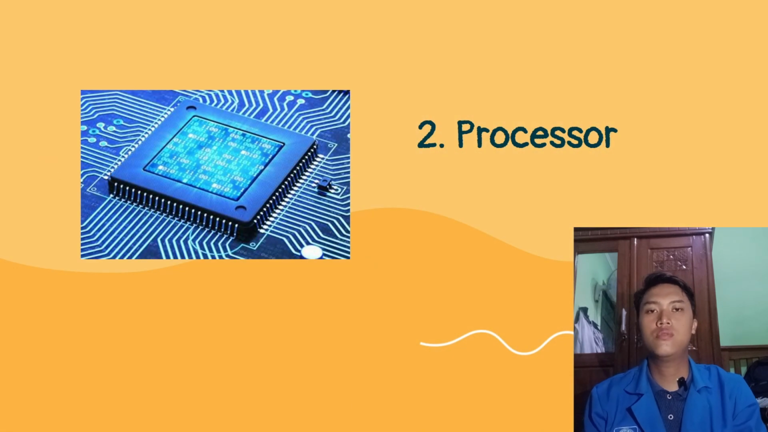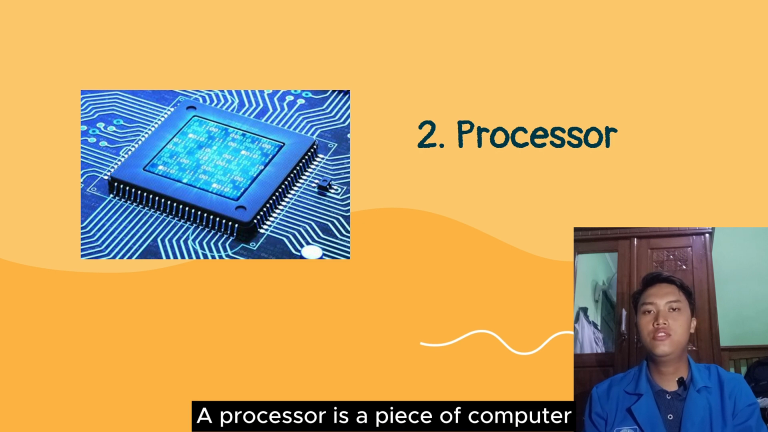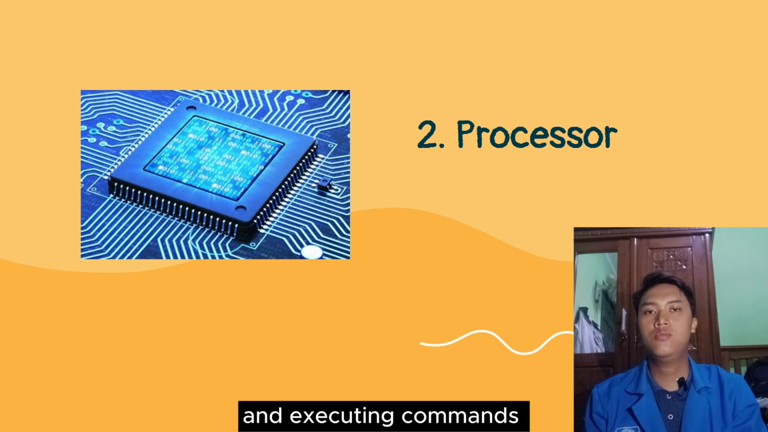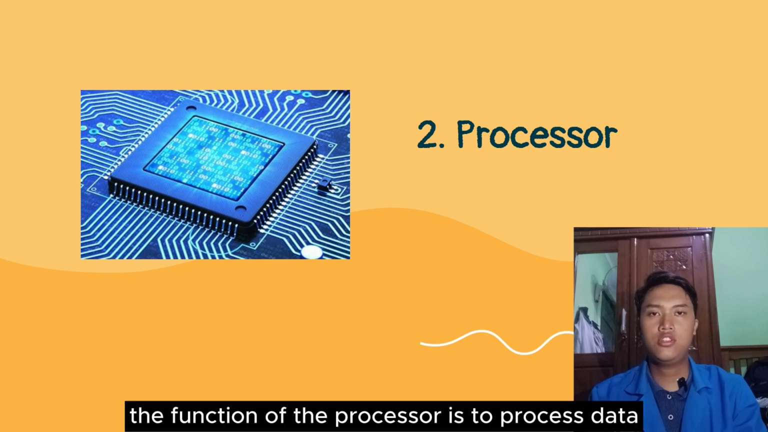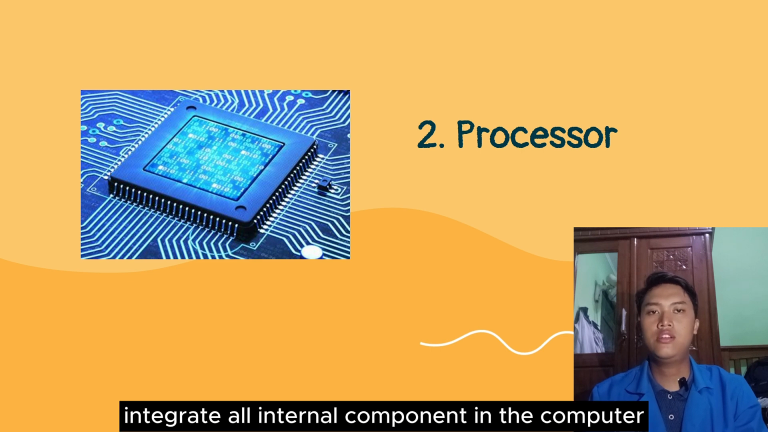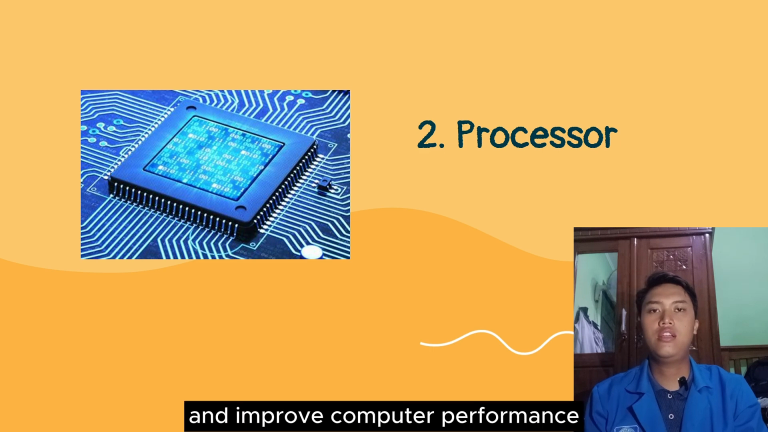Number 2, processor. A processor is a piece of computer hardware that has the task of understanding and executing commands and data from software. The function of the processor is to process data and information on the computer, integrate all internal components in the computer, and improve computer performance.